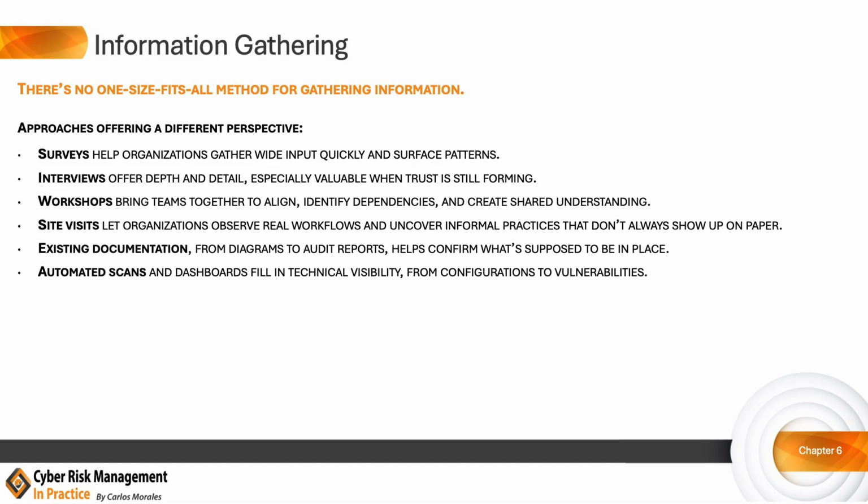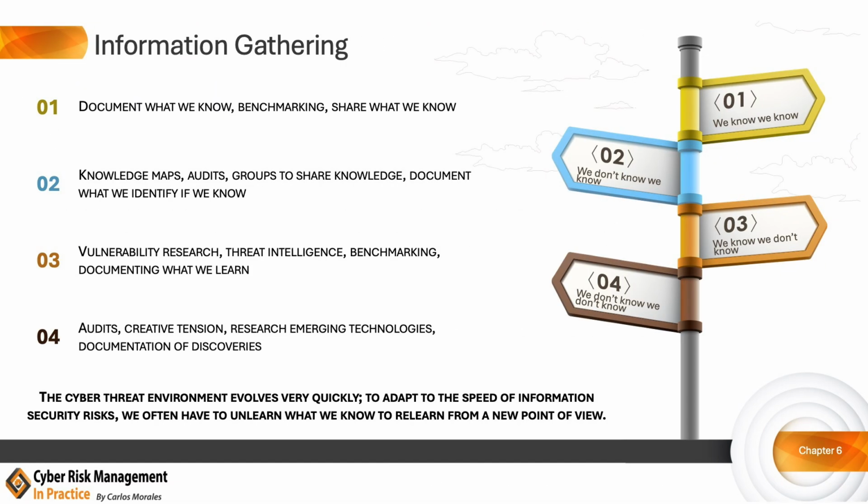Once you've gathered input from across the organization through conversations, documents, systems, and tools, the next step is to make sense of it. Because information alone doesn't move the program forward. You need to turn that information into insight, something that supports decisions, prioritization, and action. And that starts with recognizing that our understanding is layered. In the book, we walk through a simple but powerful model, one that helps categorize what we know and what we still need to figure out.